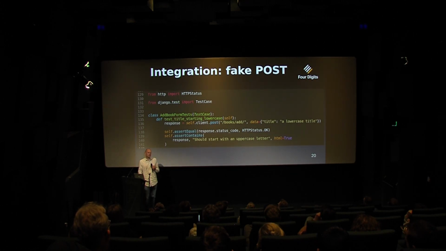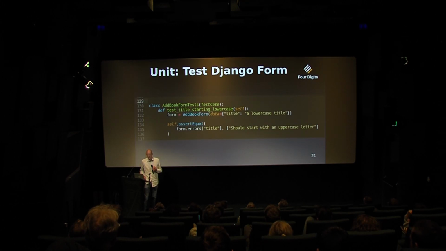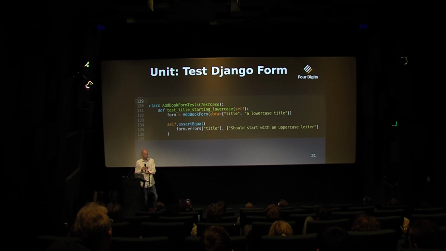Method 2, as outlined by Adam Johnson in that blog post, is a unit test. And that's, in this case, very much tied to Django's internal system for dealing with forms. Django has a nice class called form, and you can subclass it. And this example actually is not from my code, but from Adam Johnson's code, which is about, I think, books and stuff.